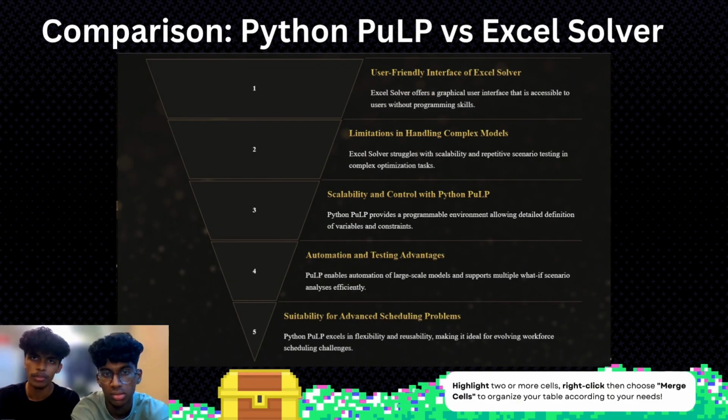Comparison: Python PuLP versus Excel Solver. There are 5 points for each: user-friendly interface of Excel Solver, limitation in handling complex models, scalability and control with Python's PuLP, automation and testing advantages, and suitability for advanced scheduling problems. Excel Solver offers a graphical user interface that is accessible to users without programming skills. Excel Solver struggles with scalability and repetitive scenario testing in complex optimization tasks.